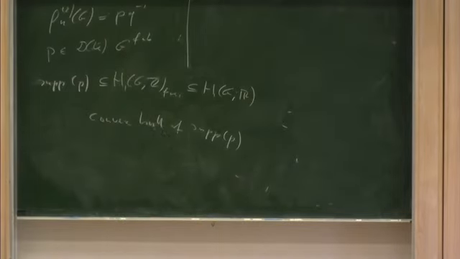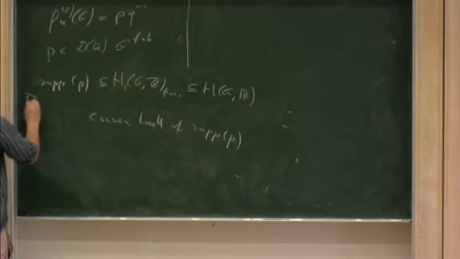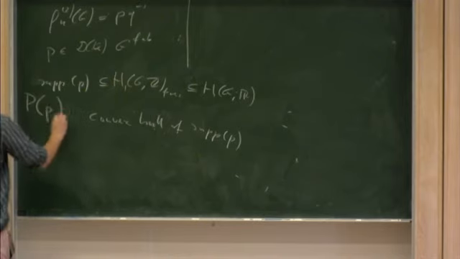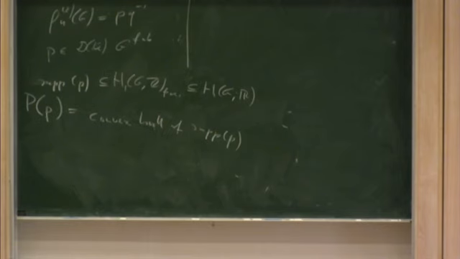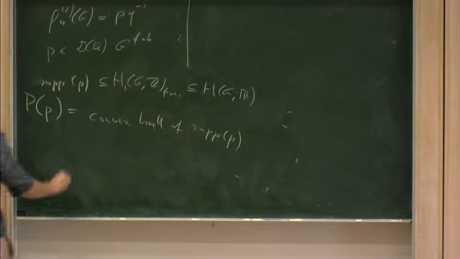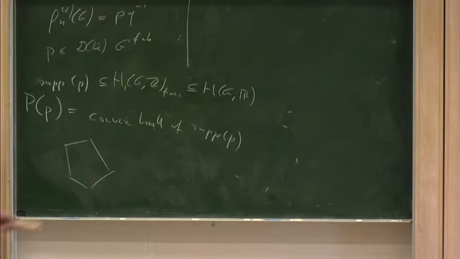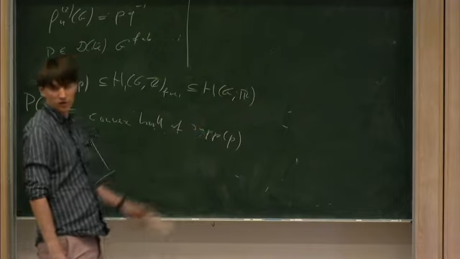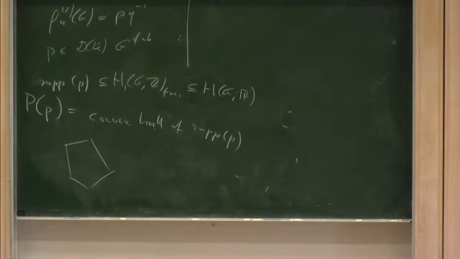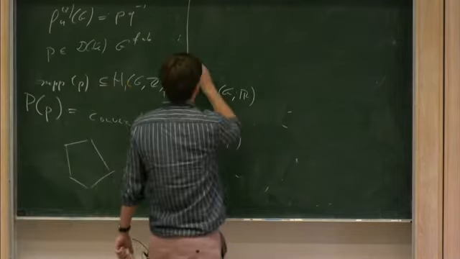This is a polytope. I defined the polytope map, capital P, of little p to be the convex hull of the support of p. This is now a polytope living inside the first real homology of the group. So this is the polytope map here. We apply it to our universal L2-torsion.